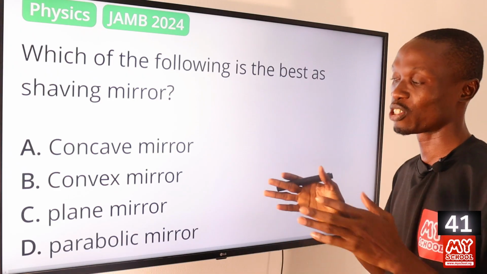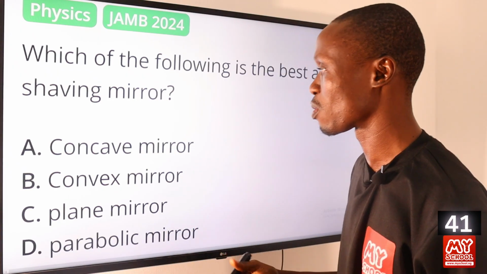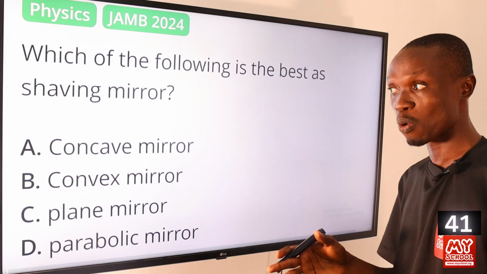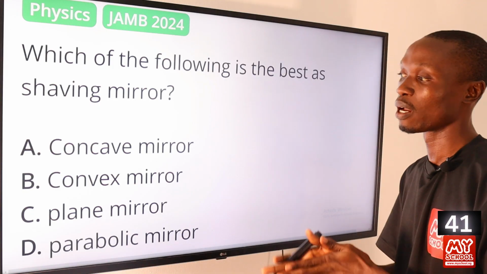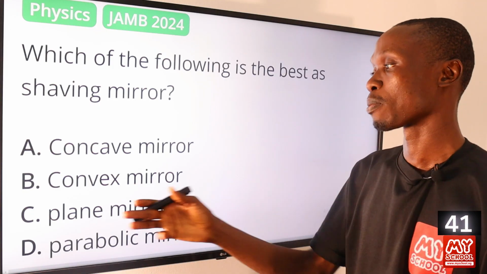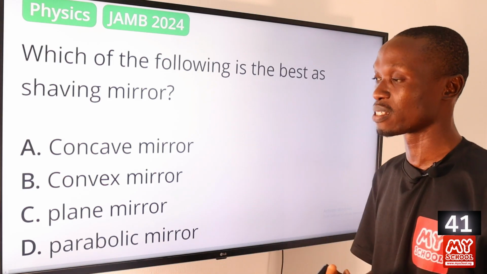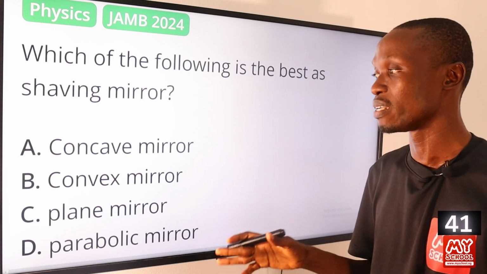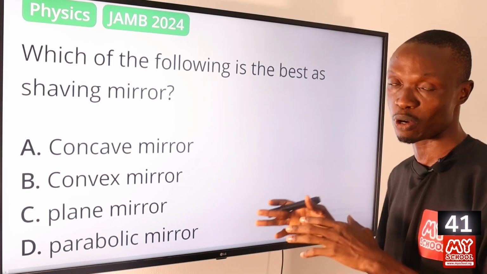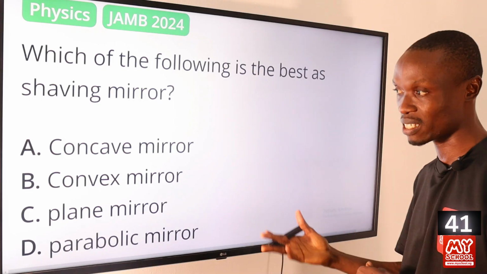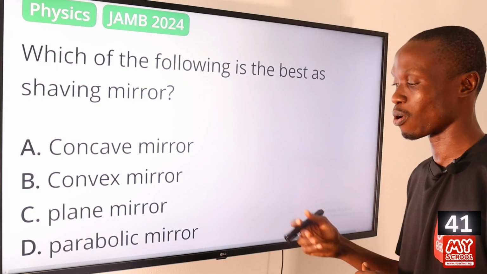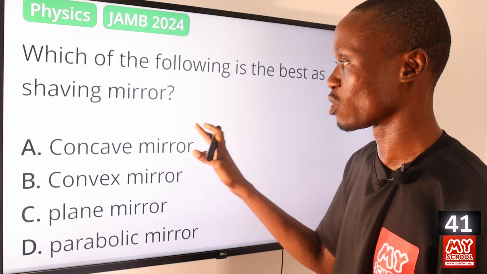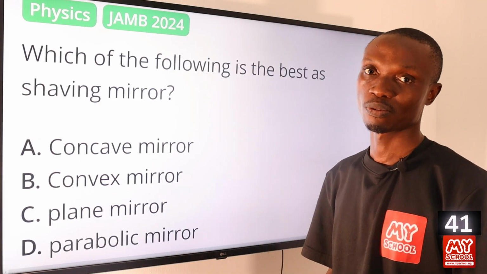making them ideal for detailed tasks such as shaving. While option B, convex mirror, provides a wider field of view but produces a smaller diminished image, option C, plane mirror, provides a true to size reflection but does not magnify the image. Although it can be used as a shaving mirror, it is not as effective as a concave mirror, while the parabolic mirror is not practical as a shaving mirror. So the answer to this question is option A, concave mirror.